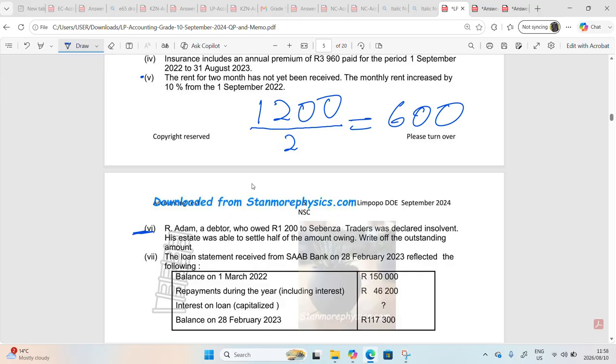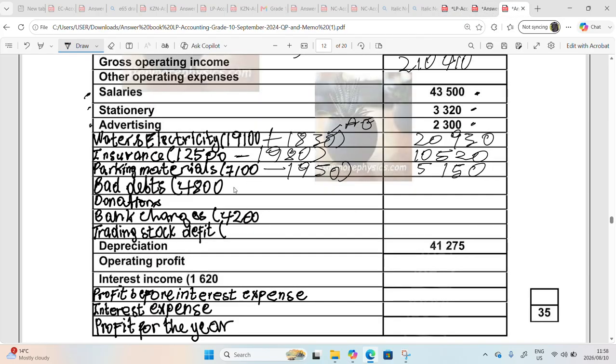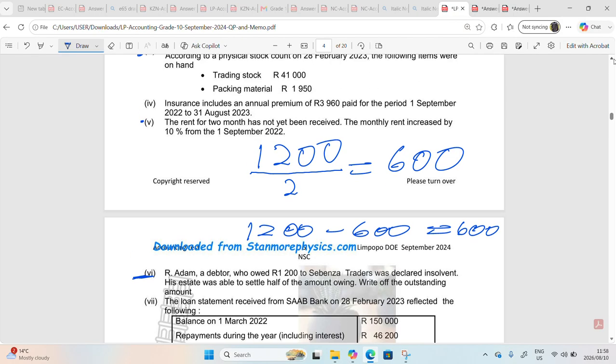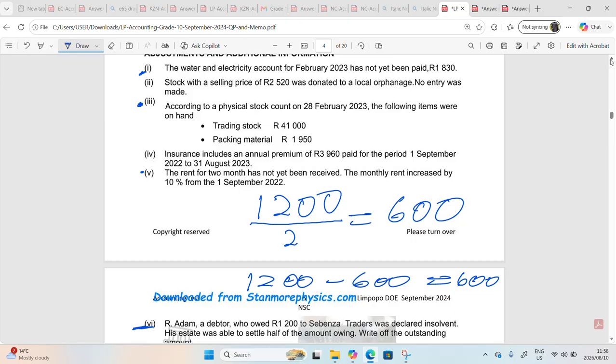But what about the balance? So you take 1,200, you minus 600, the balance is 600. They are saying write off the outstanding amount as bad debts. So you increase your bad debts by 600, right? And you should get an amount of 5,400. All right, donations, guys. Donations, we also have donations. So let us check donations.